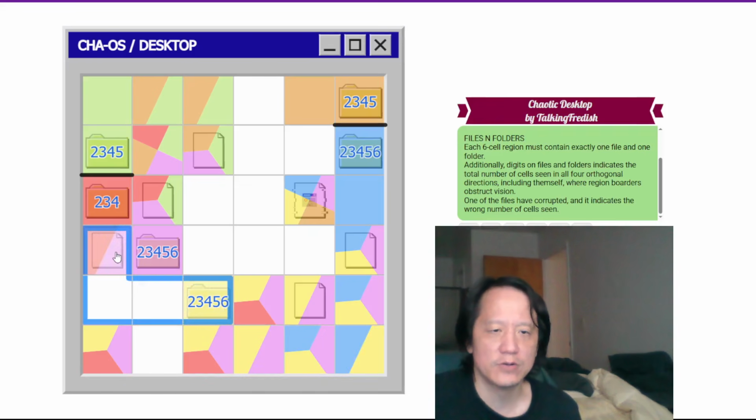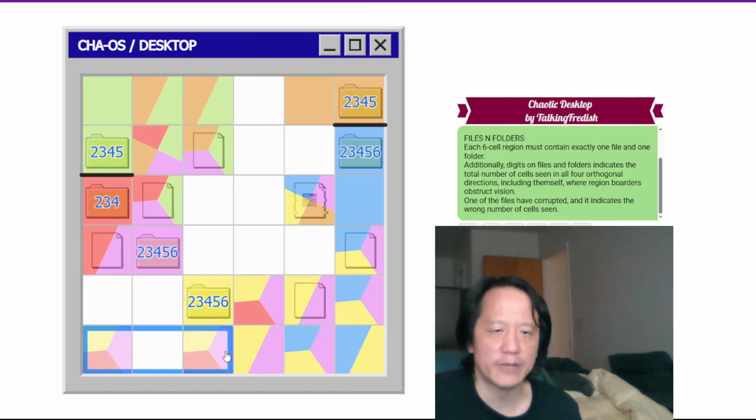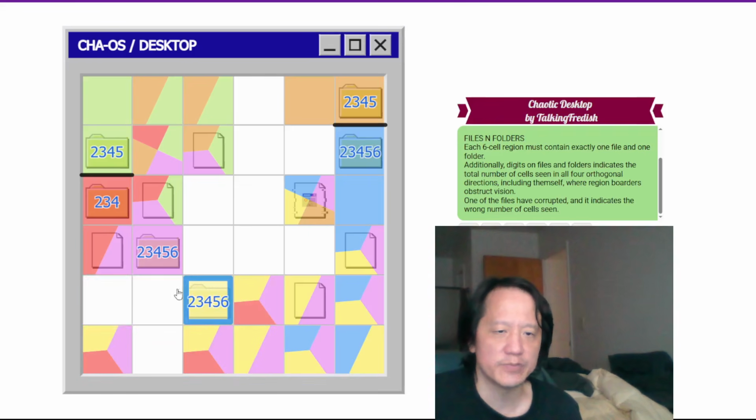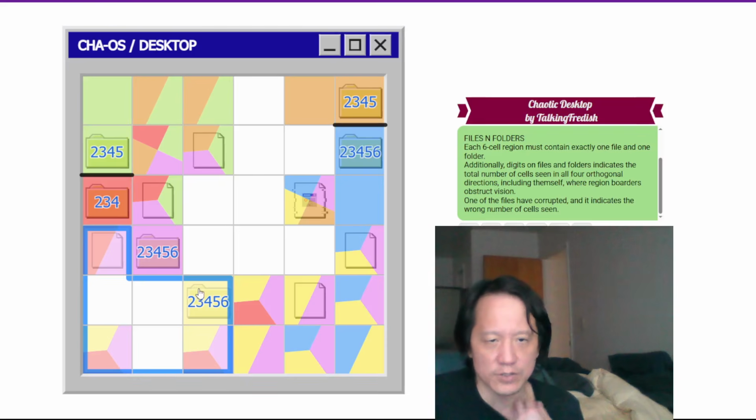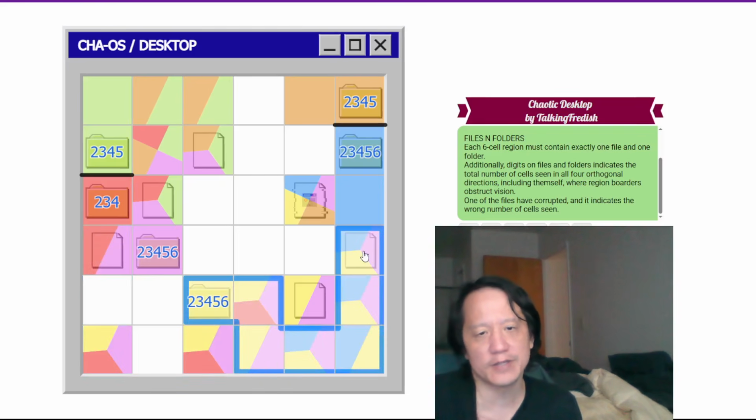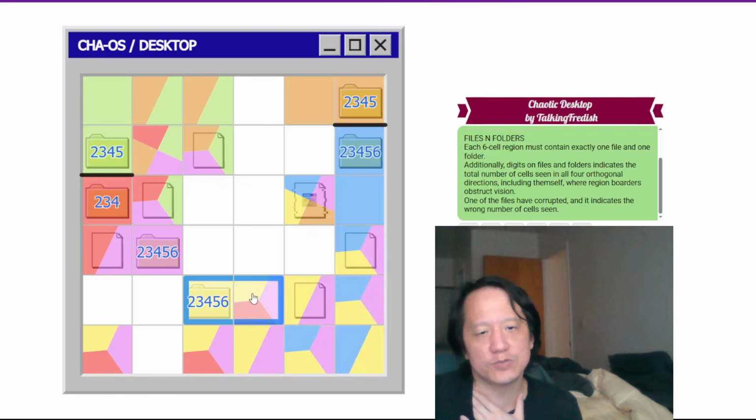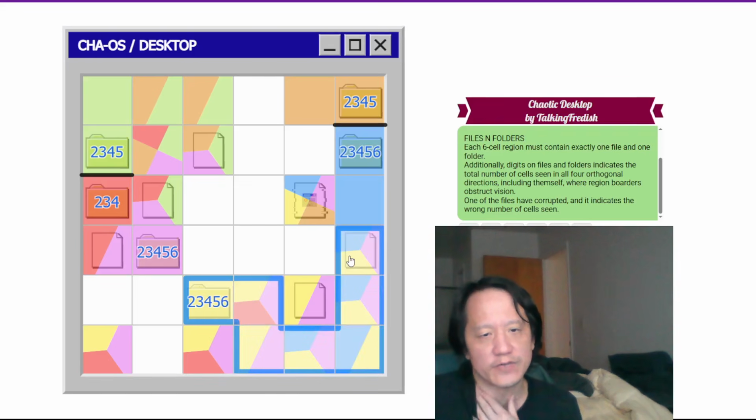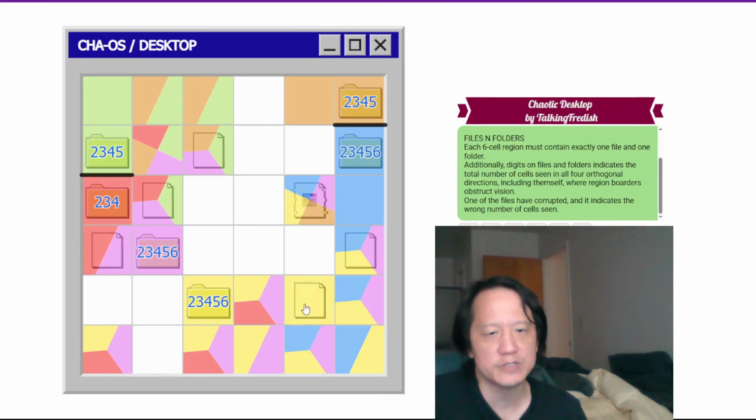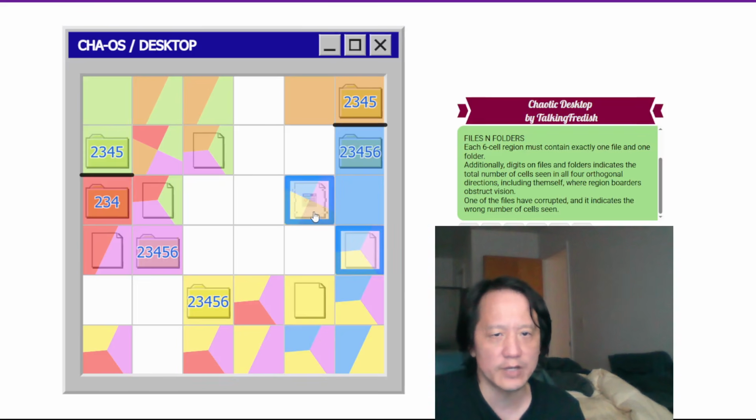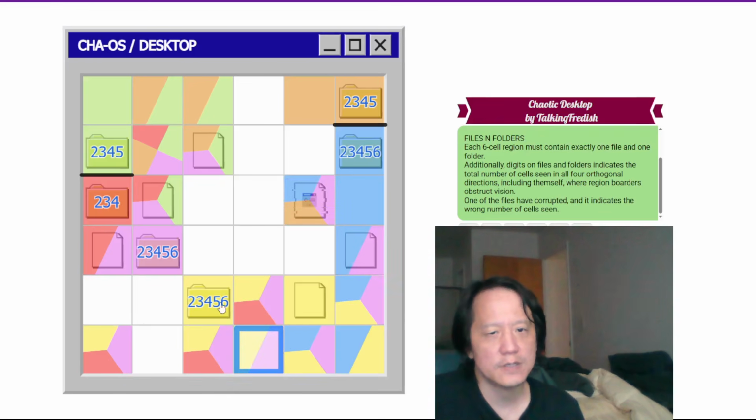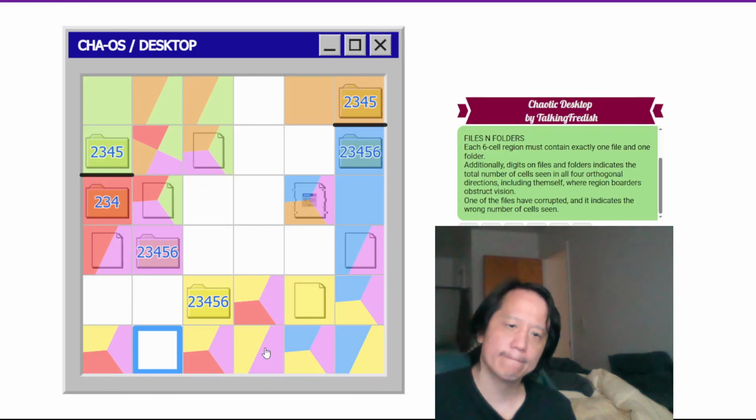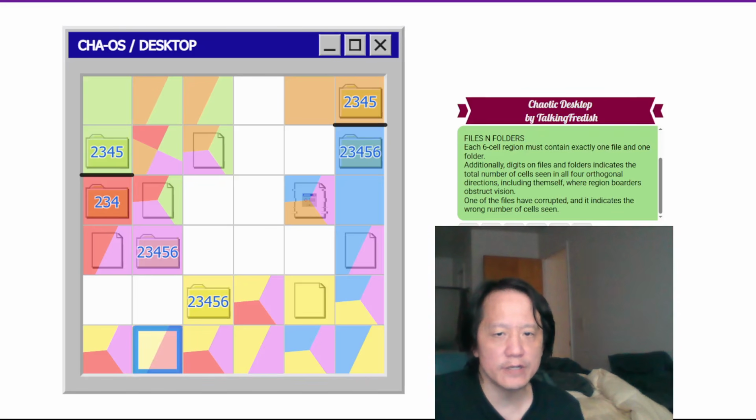It can't go here, right? Because again, these would not be part of any other region except yellow, and that would be too many cells in the yellow region. But if we try going that way, that's too many cells. 1, 2, 3, 4, 5, 6, 7. So this cannot be pink, which means this is yellow, which eliminates yellow as the file anywhere else. This is red, yellow, pink. These are red, yellow, pink.